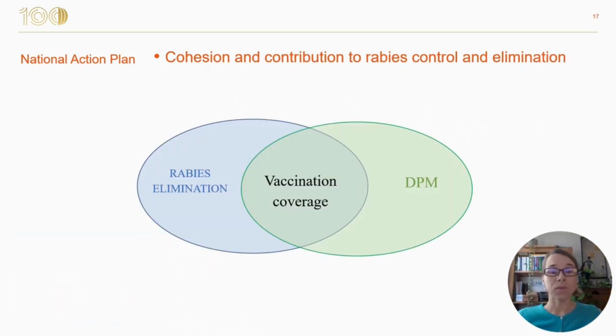The final important role of the National Action Plan that I want to talk about today is how the plan should clearly state how DPM contributes to rabies control and work to maximise the beneficial overlap, also by excluding practices that are counterproductive to rabies control. The primary contribution of DPM is through keeping vaccination coverage high.